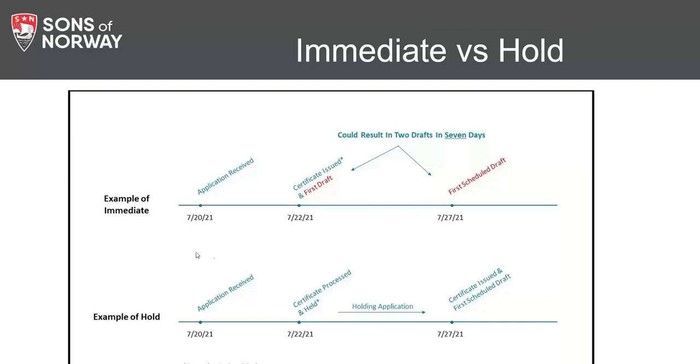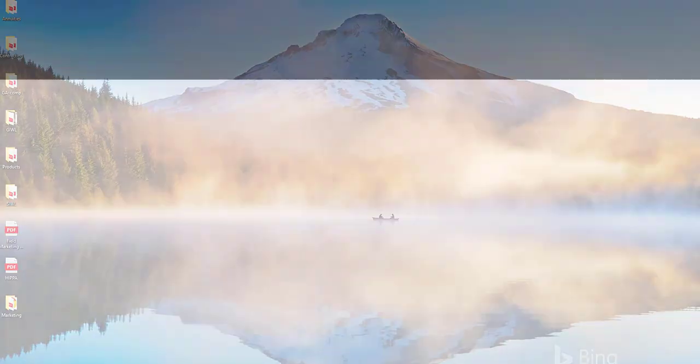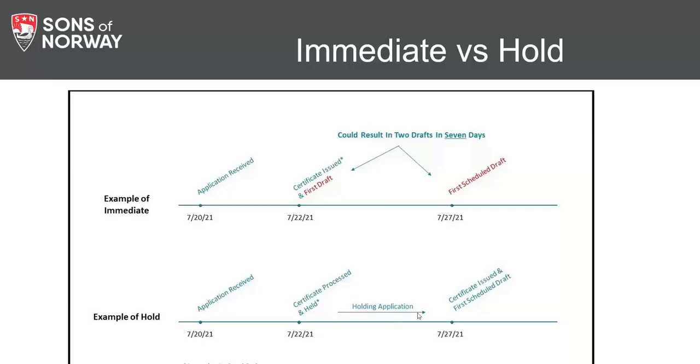Now let's say you want to avoid this. And the majority of the time, you are going to select the second option. You want to hold. So you select that option. Let's walk through this. Example of hold. Application, again, received on the 20th. It's processed on the 22nd. But we are going to hold that application until that selected draft date, the 27th. Then we're going to draft and issue. So that's immediate versus hold.